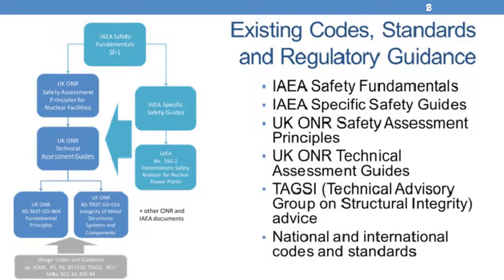And the UK ONR, Office for Nuclear Regulation, have developed their own guidance documents, starting with the SAPs, or Safety Assessment Principles for Nuclear Facilities, and flowing down into the Technical Assessment Guides. And these assessment guides draw heavily, and rightly so, on working to accepted national and international codes and standards, such as IMechE and R6, and they also pay reference to advice from expert guidance such as TAGSI, the Technical Advisory Group on Structural Integrity in the UK.